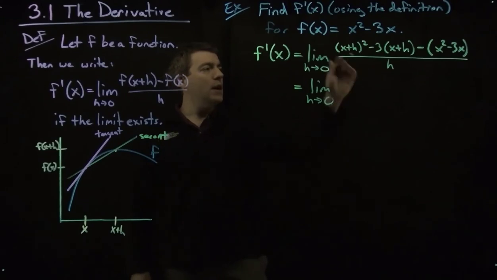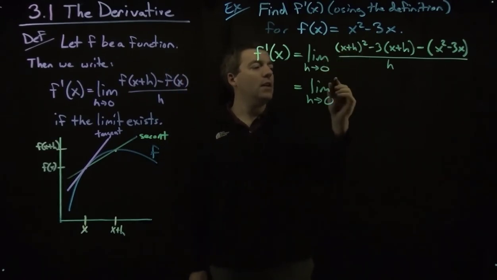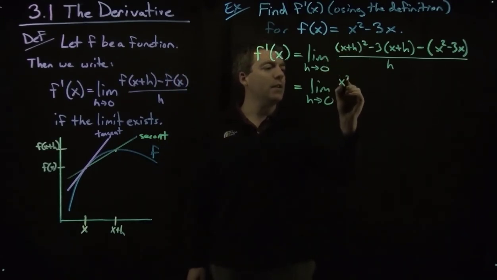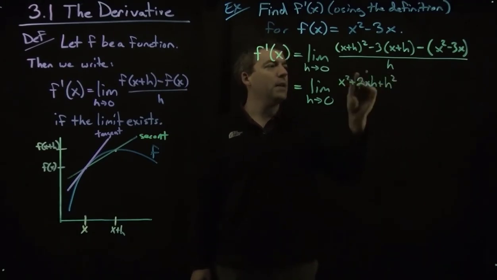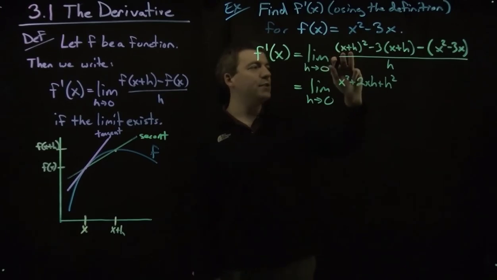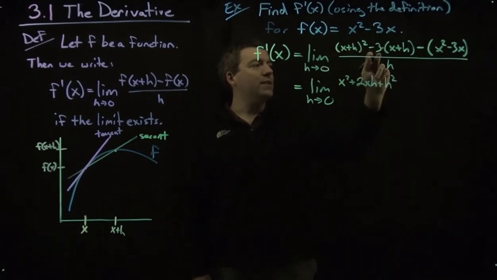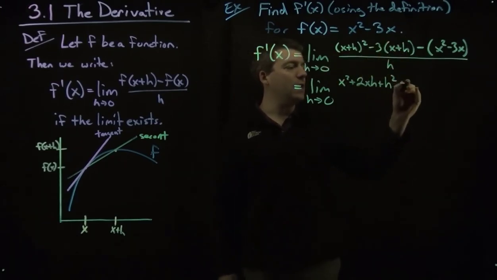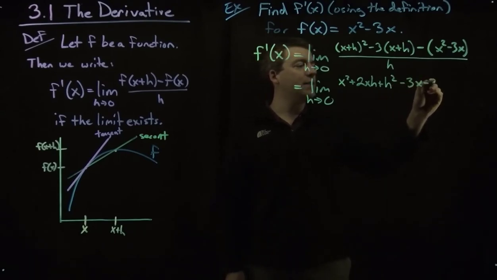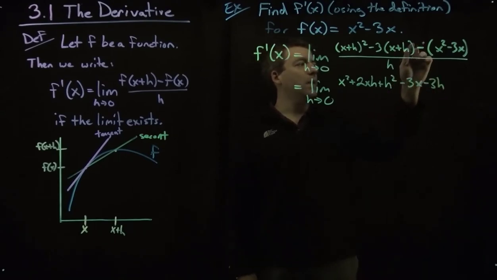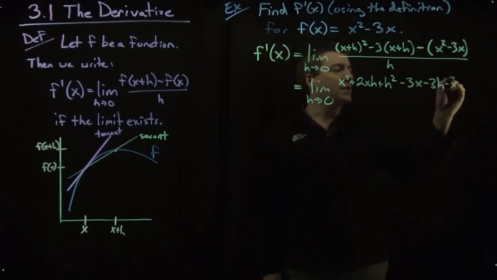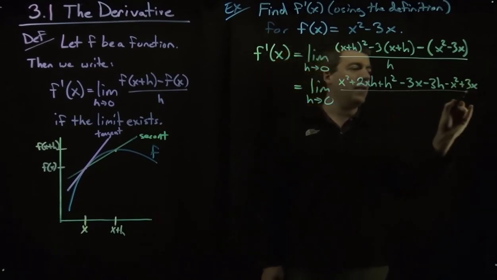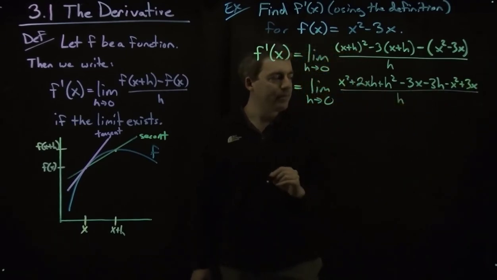All right, x plus h squared is going to be x squared plus 2xh plus h squared, multiplying out this x plus h squared. Then we'll take this negative 3 and distribute it. So we have negative 3x minus 3h. And then we'll distribute this minus sign into the f of x. So minus x squared plus 3x. All that divided by h.